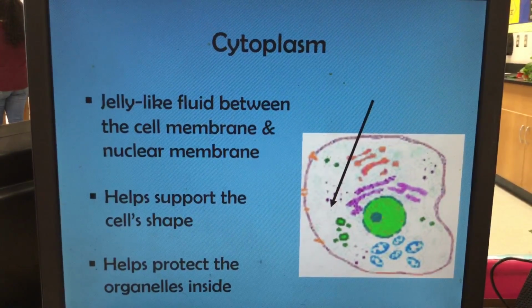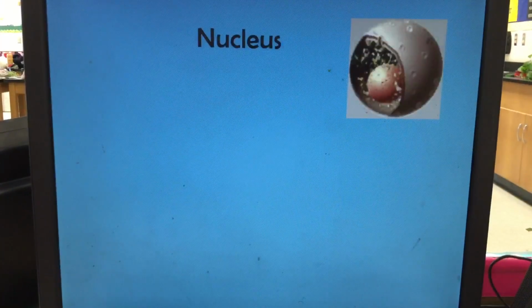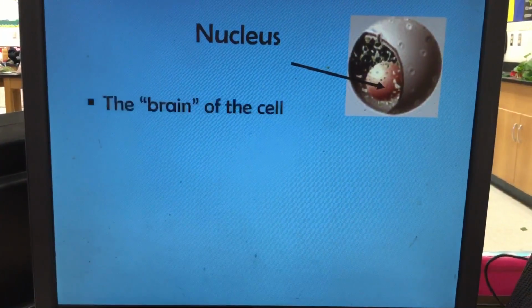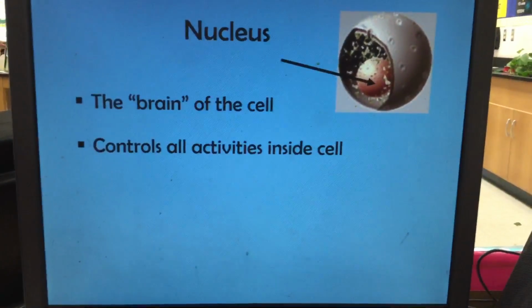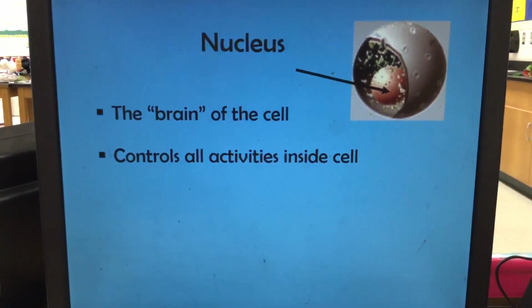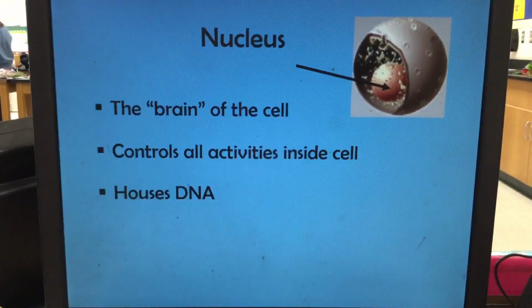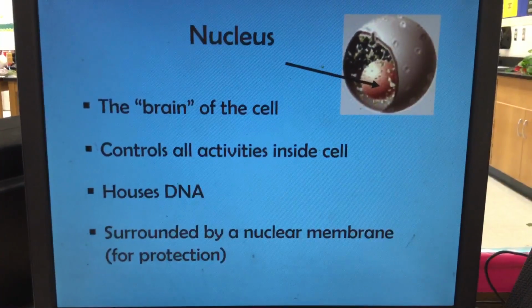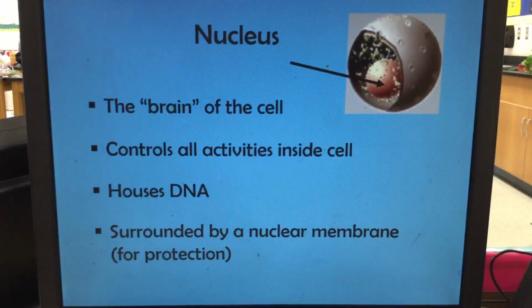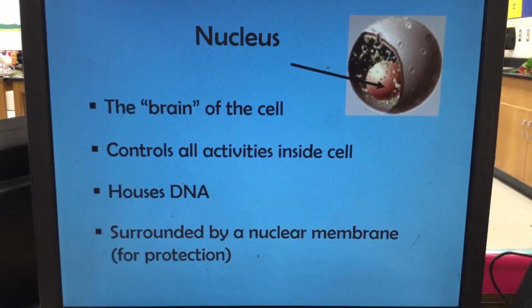Next, the nucleus. This is considered the brain of the cell. It's in charge of everything. It controls all activities inside the cell. It also houses DNA, and it's surrounded by the nuclear membrane so that it can be protected.